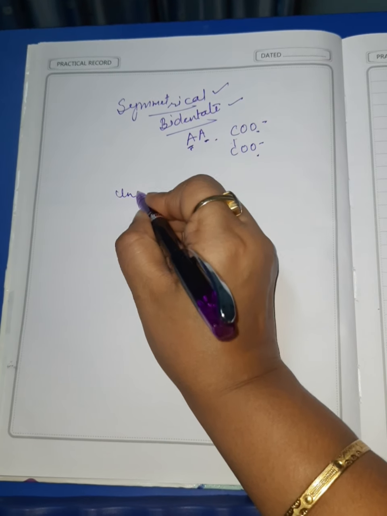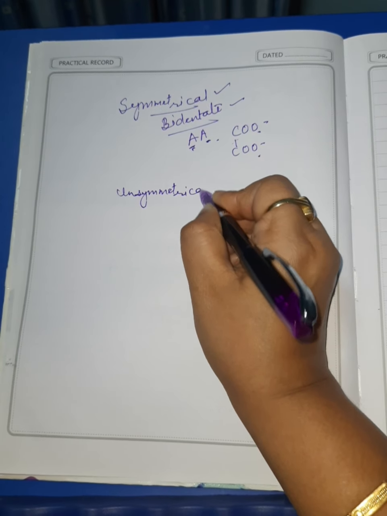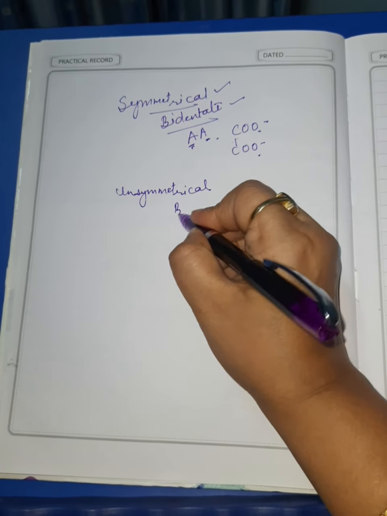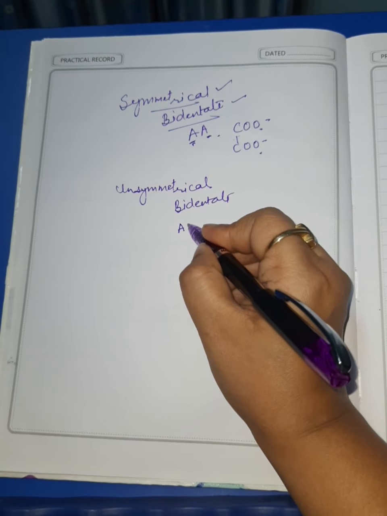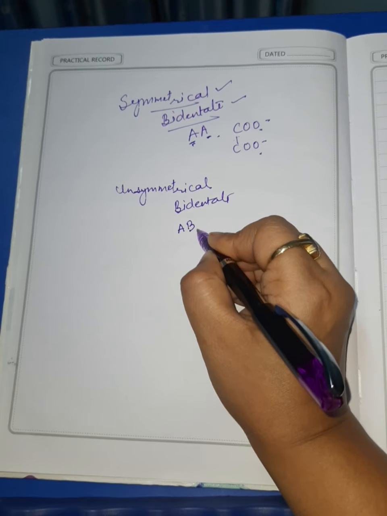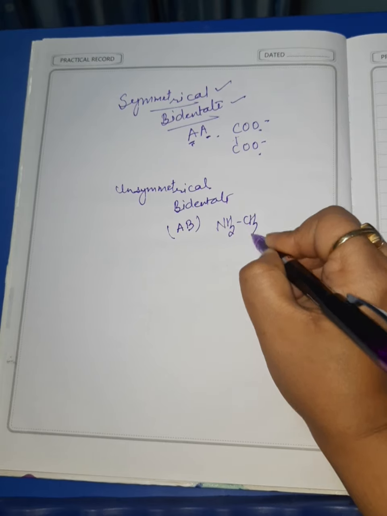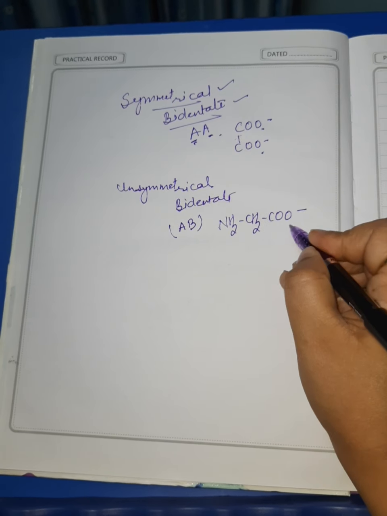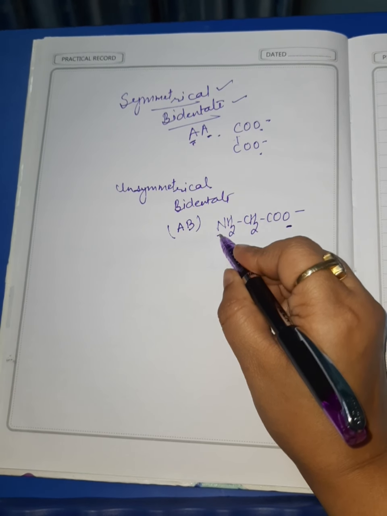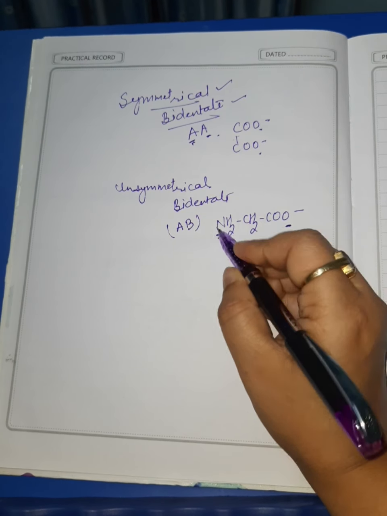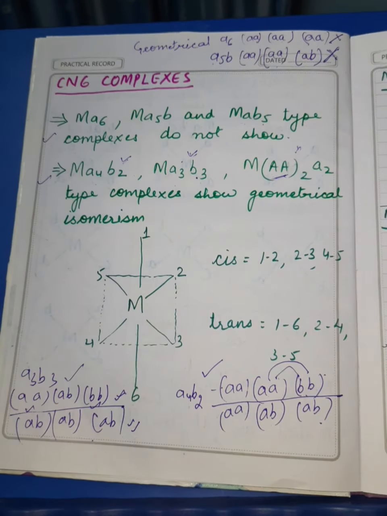We can have unsymmetrical bidentate ligands as well, which we'll use in future videos. What is the meaning of unsymmetrical bidentate? Where donor atoms are different. We represent it using AB. The best example for this is glycinato, NH2, single bond CH2, single bond COO minus. Here one side donor atom is oxygen, and the other side donor atom is nitrogen. I hope it is clear to all of you. Now coming on to the CN6 complexes.